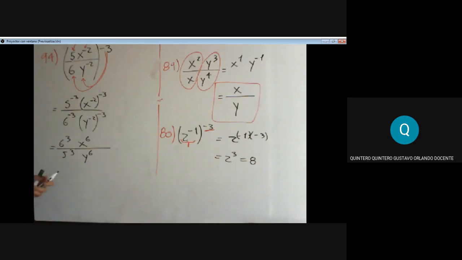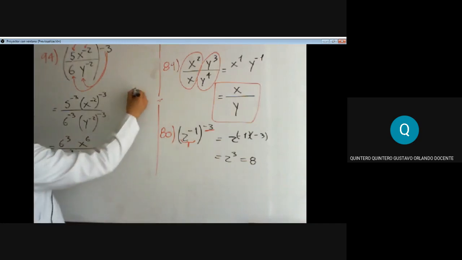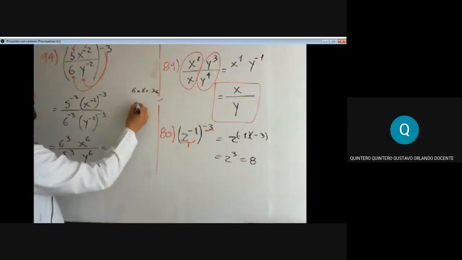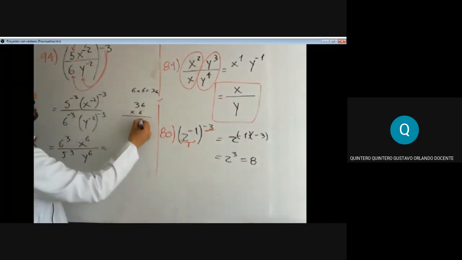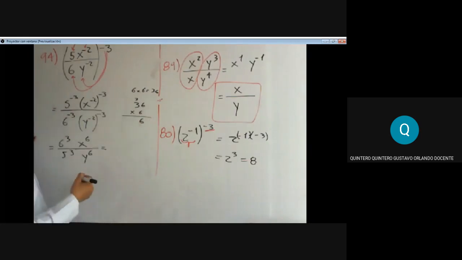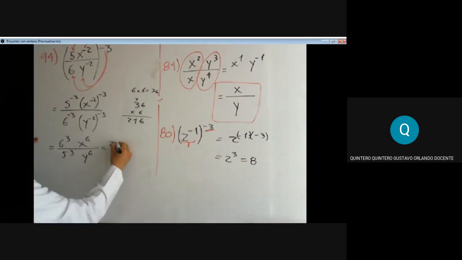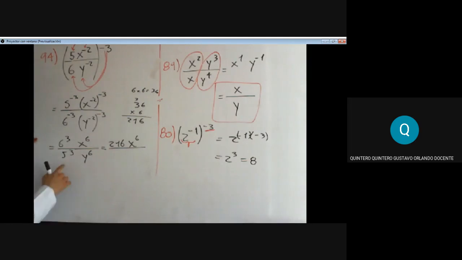Now, if you're good with math, if you like to multiply, or in this case, you pretty much have to, because we can do this in our mind or on a piece of paper, you need to solve 6 to the 3 and 5 to the 3. How do you do 6 to the 3? You multiply. 6 by 6, that is 36, and then 36 by 6. To do that multiplication, 6 by 6, 36, so carry a 3. 6 by 3, 18, plus the 3 is 21. So this will be 216 x to the 6, and down 5 to the 3.